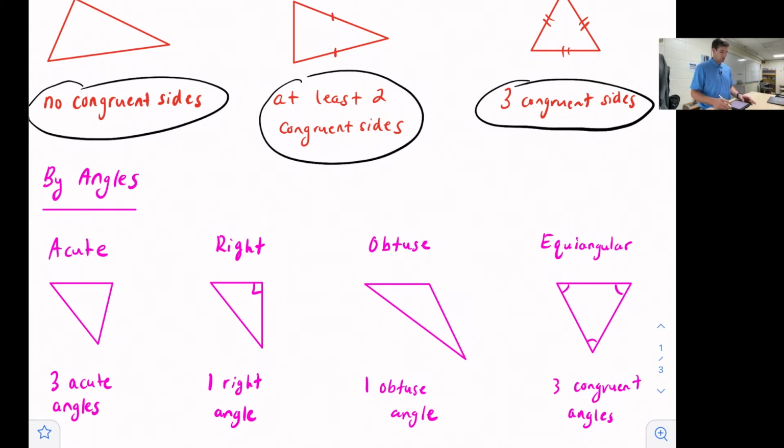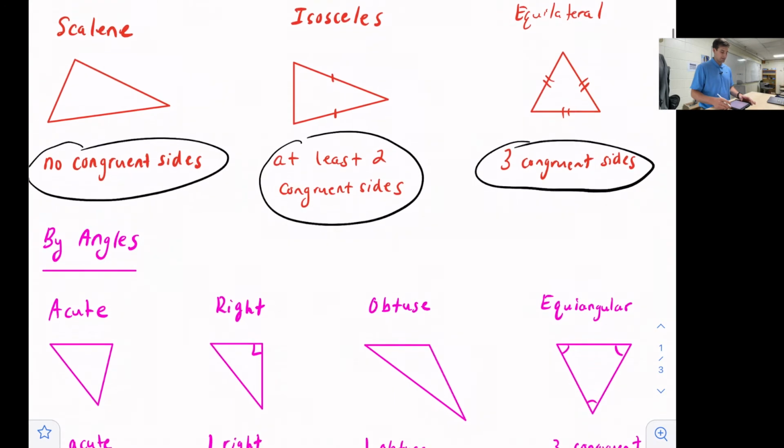So when we classify triangles, we can classify them by sides and angles, and we can name them with both. So we could have a scalene acute triangle, or we could have a scalene right triangle, or we could have an equilateral equiangular triangle, okay?